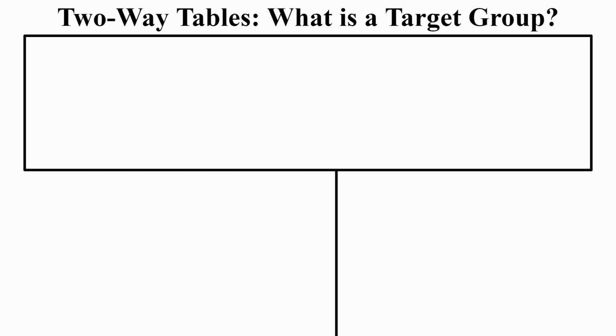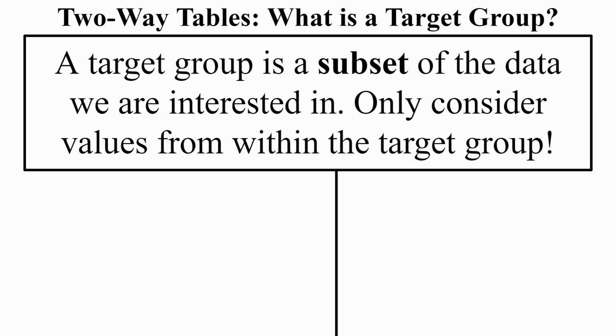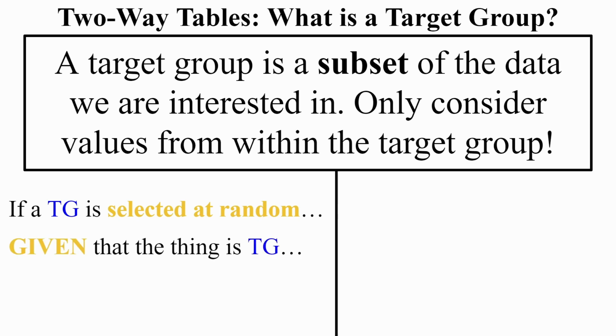So this is the real meat and potatoes, okay? This is the thing probably the vast majority of people watching this maybe don't already understand. I call these target groups. A target group is just a subset of the data we're interested in. And when we see a problem like this, we need to only consider the values from within the target group. This will make sense when we do a problem. But for now, look at these keywords. If blank is selected at random, the blank represents the target group. So that's some keywords: selected at random.